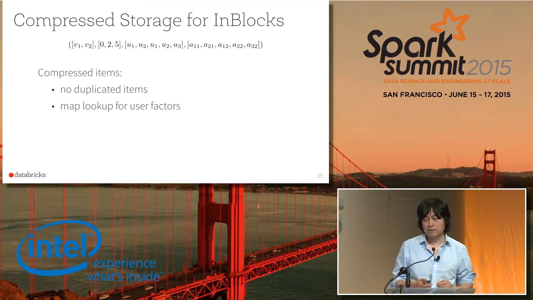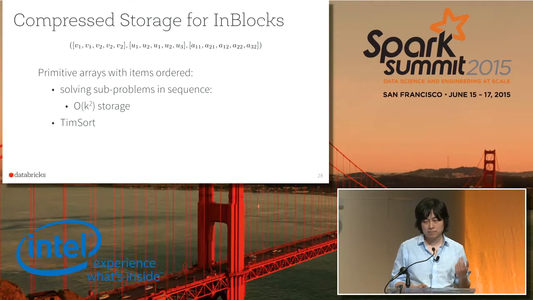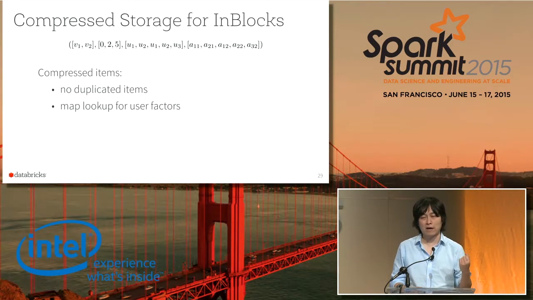And the next thing is we see that in this place, we have V1, V1, V2, V2, V2. There are a lot of duplicates. We only need to say we have 2 V1s, and then we have 3 V2s, and then we can compress this storage. If you are familiar with sparse matrices, this is the same as compressed row or compressed column storage. In this way, we can save a lot of storage.